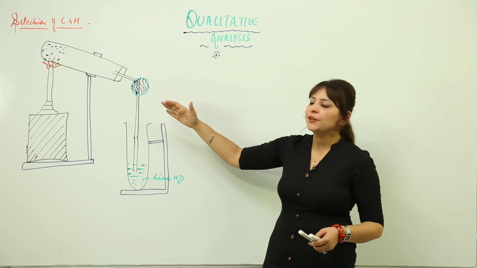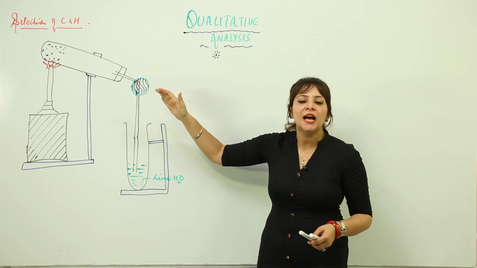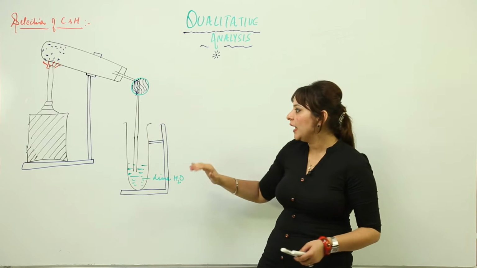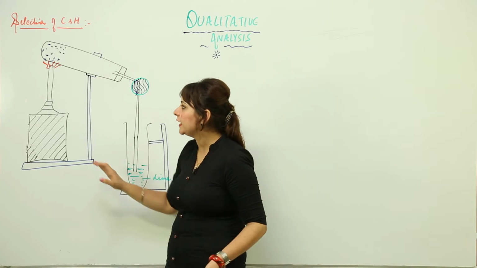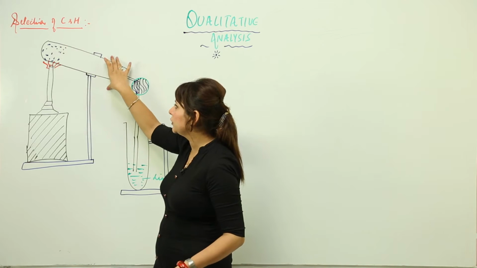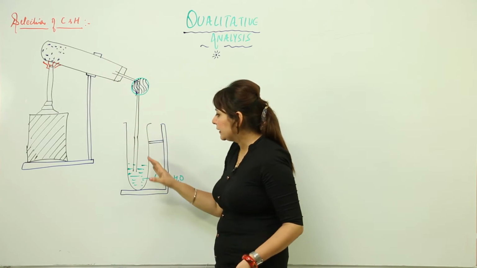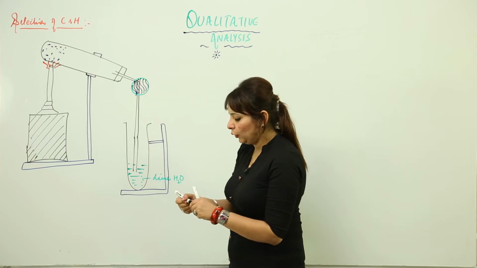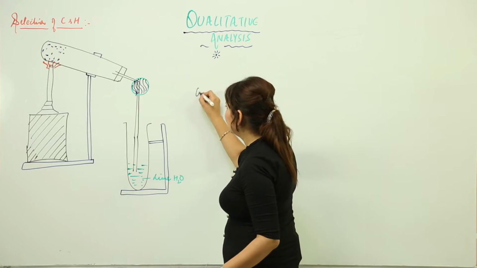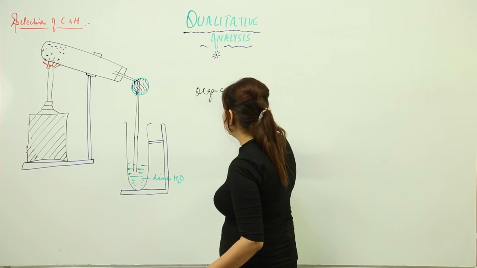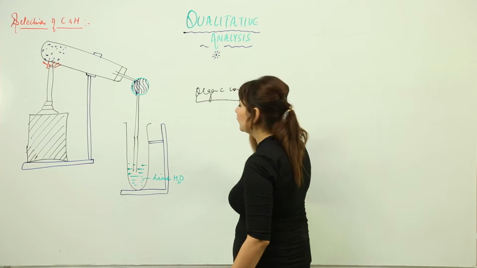So my first detection is to detect the presence of carbon and hydrogen in an organic compound. So I have taken an apparatus like this. You can see that this is a burner, this is the inverted test tube, a pipe, and this is again a test tube. So what I am going to take here is, first, an organic compound which is to be tested, right.